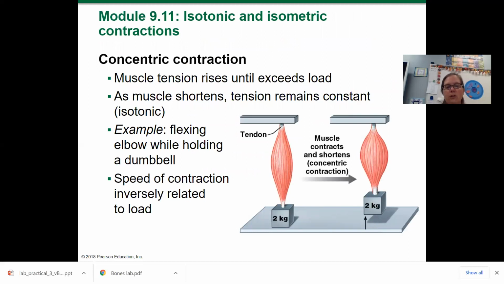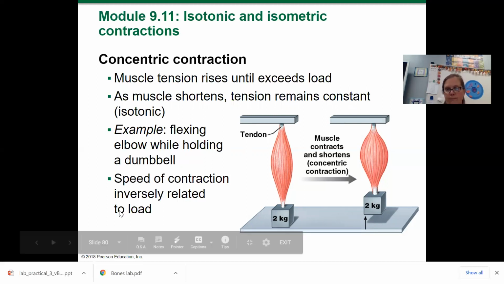The concentric contraction is going to shorten the muscle and eccentric is going to lengthen the muscle. So again, isotonic, the change in the length of the muscle. The muscle tension rises until it exceeds the load. So the muscle shortens, but the tension remains constant. So when you're picking up the cadaver or you're picking up the weights, that's a concentric isotonic contraction.